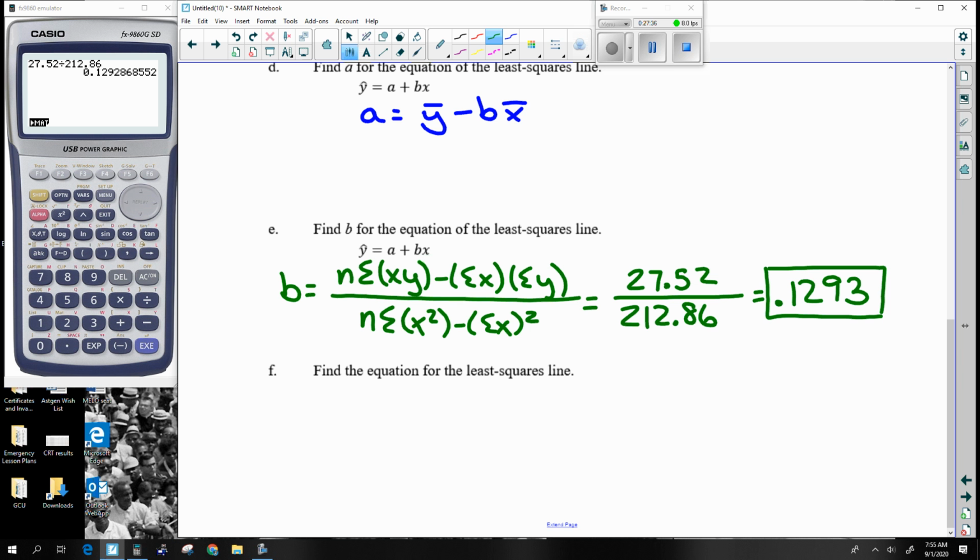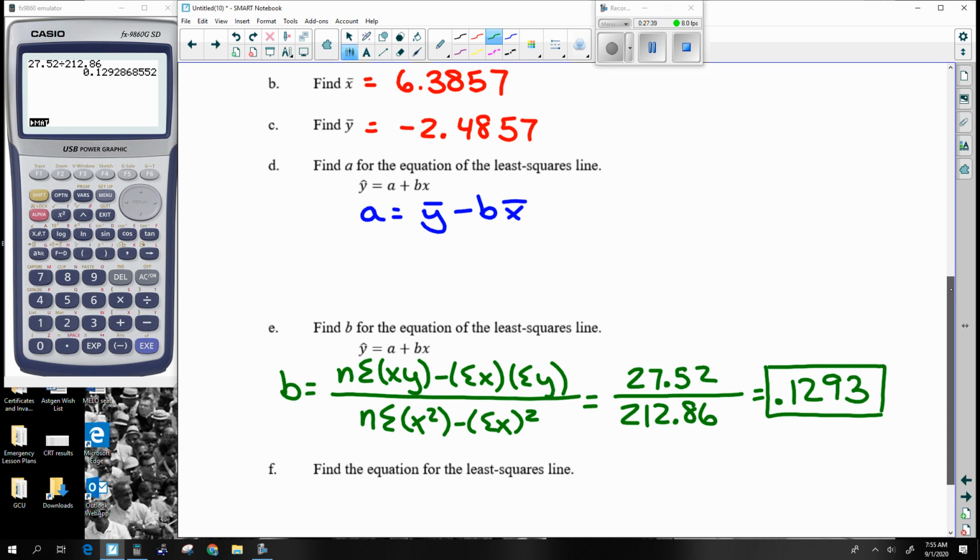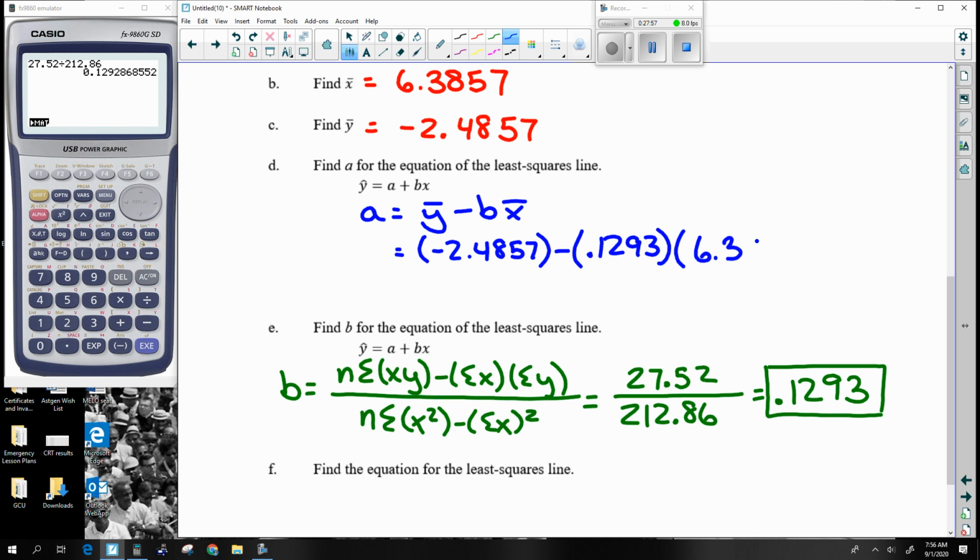Okay. Back to question A, which is answering A. And this is going to be Y bar minus B X bar. Again, I use parentheses, and I say answer because it is the answer in my calculator. So negative 2.4857 minus answer times 6.3857.